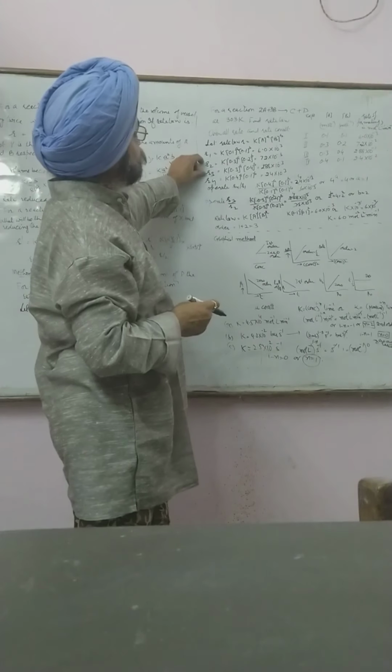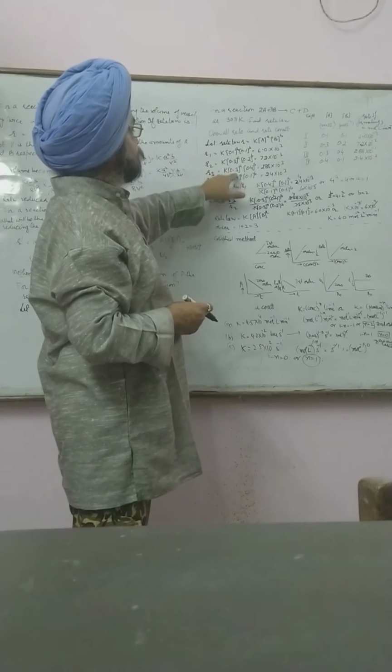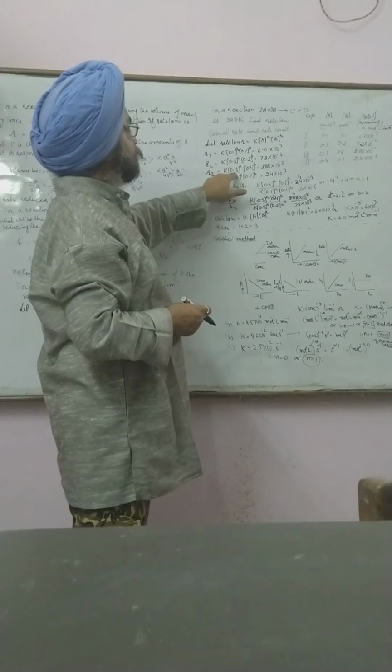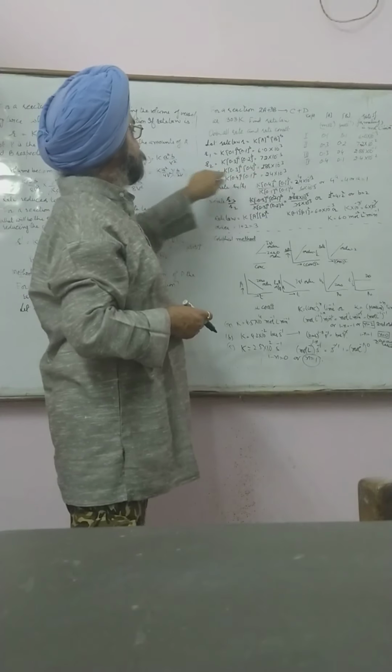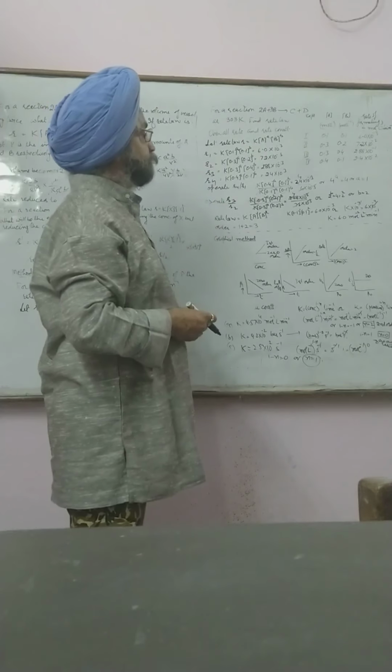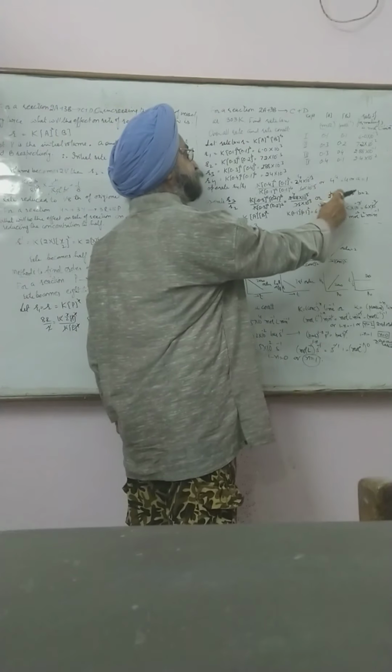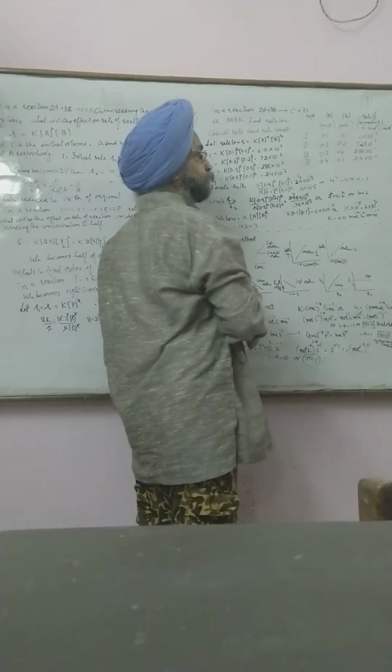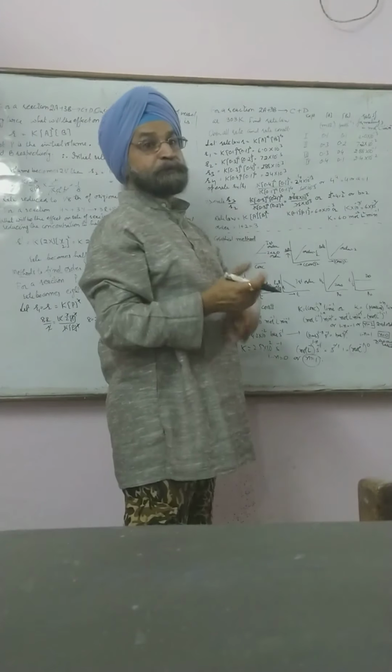Then in this pair, they will cancel out, and this value is high, means R3 by R2 rather than R2 by R3. And 2 to the power B is equal to 4, means B is 2. The order with respect to B is 2.